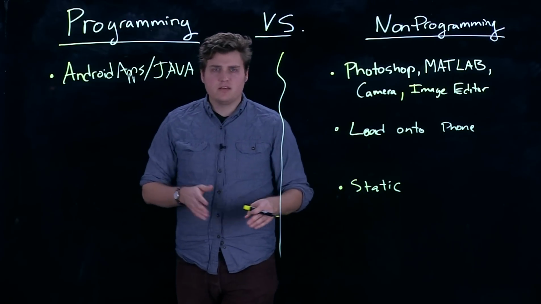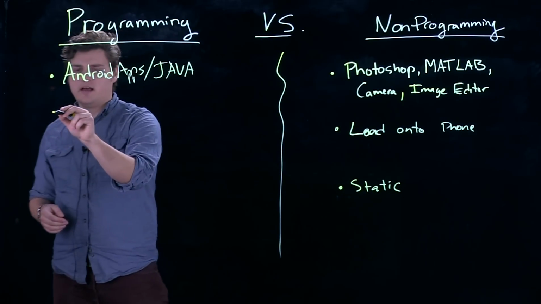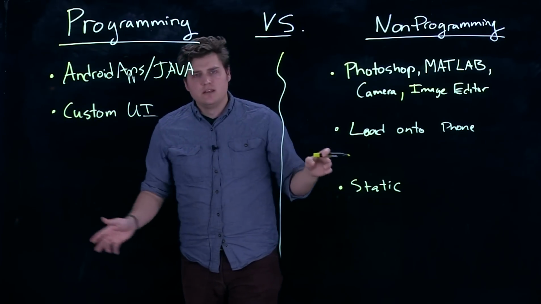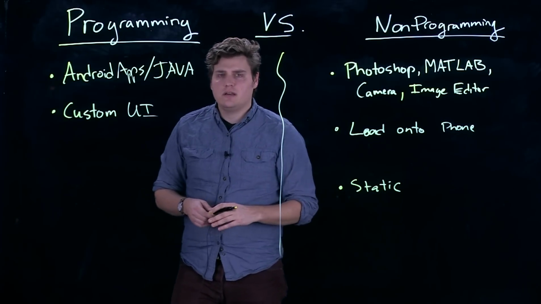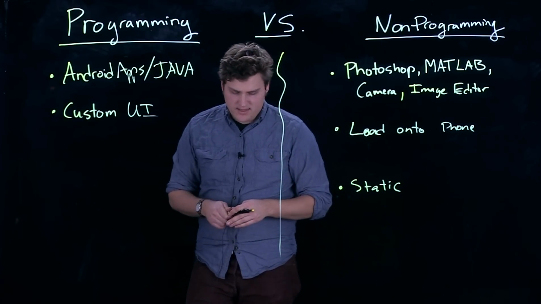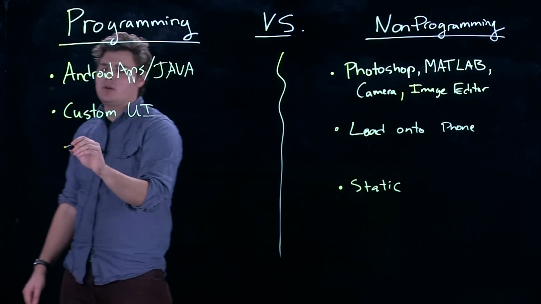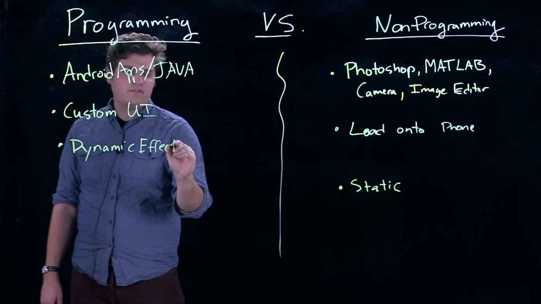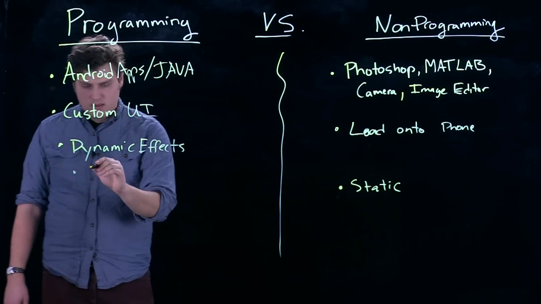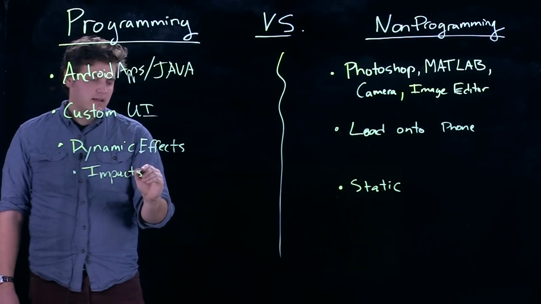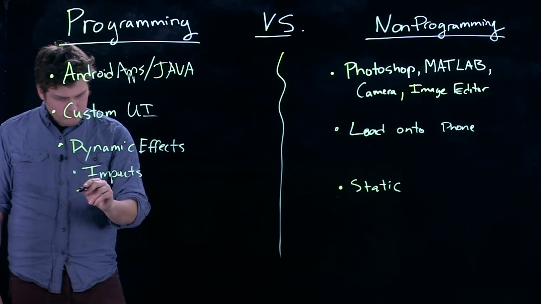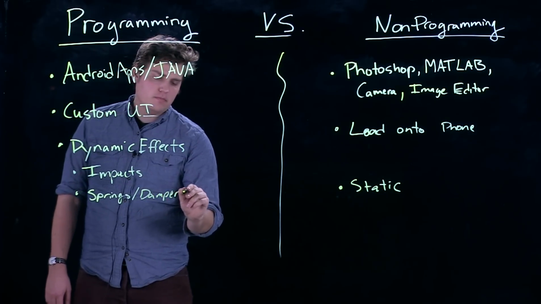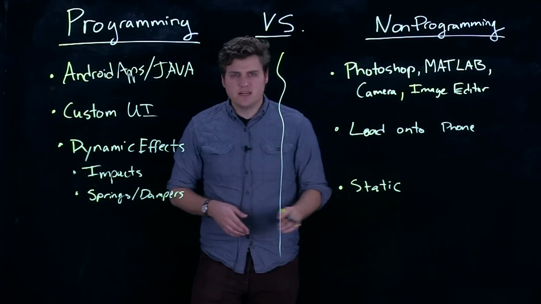The cool thing with programming is once you have everything set up, you can do things like create custom UI. So you can create buttons on the screen that change images. You can create anything on the screen, menus, drop-down menus, scroll bars, everything like that, anything to your heart's content. This also means you can create dynamic effects. So dynamic effects, as we've been talking about, might be something like impacts as you hit a wall or the edge of something. You can even do springs, dampers, to simulate maybe viscosity or elasticity, something like that.